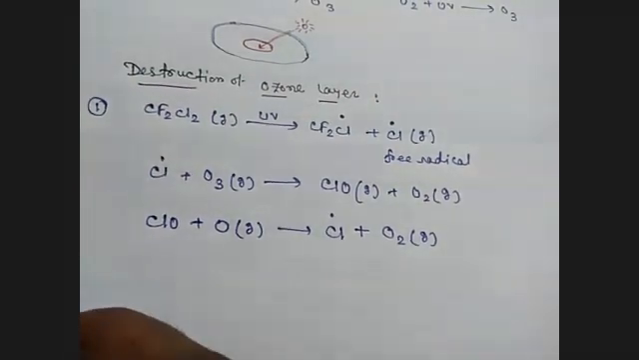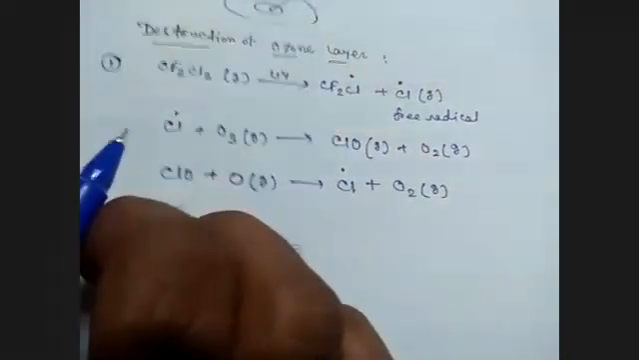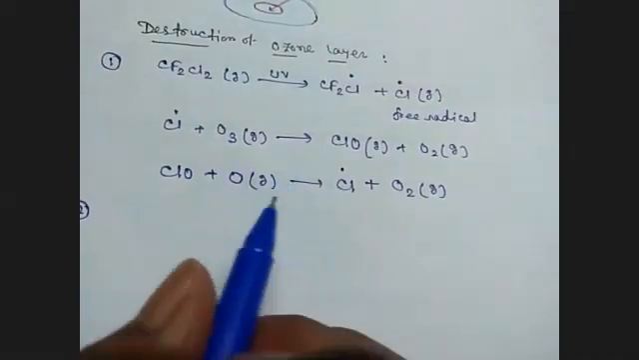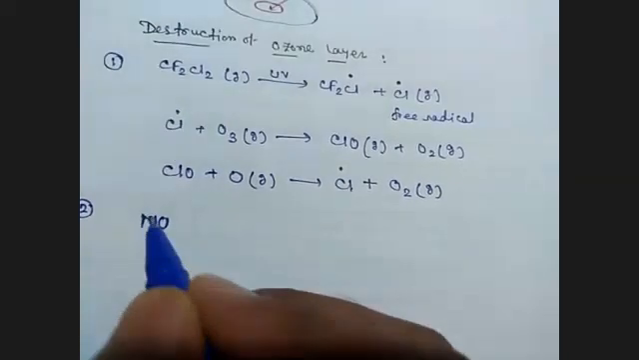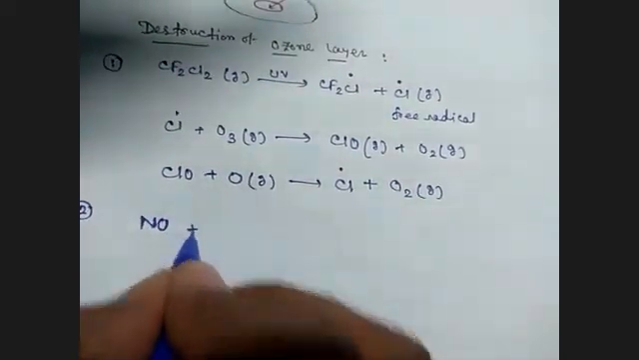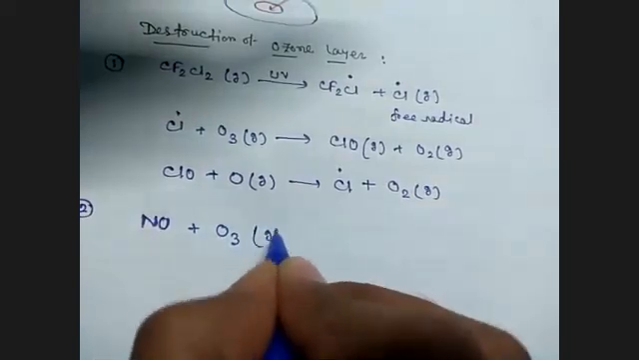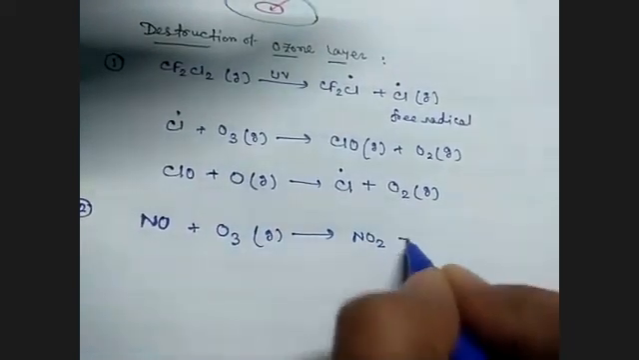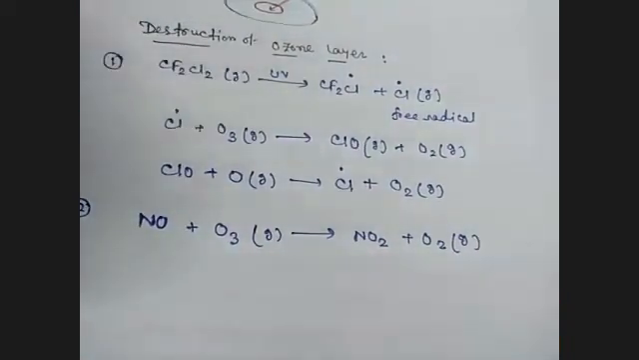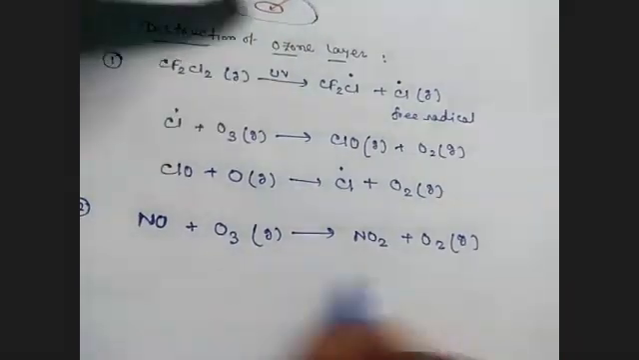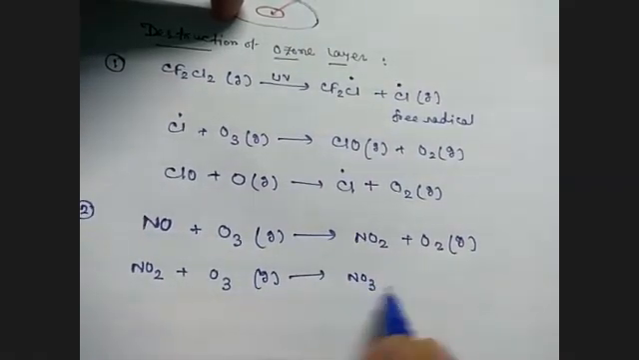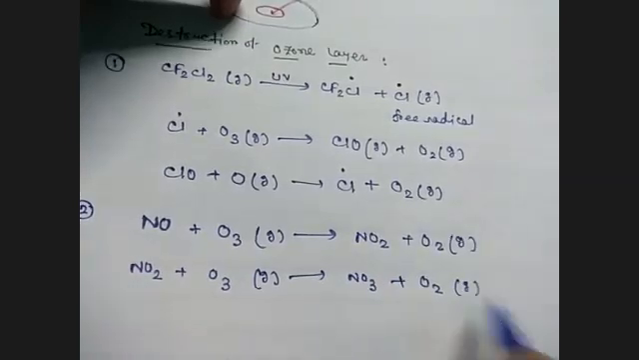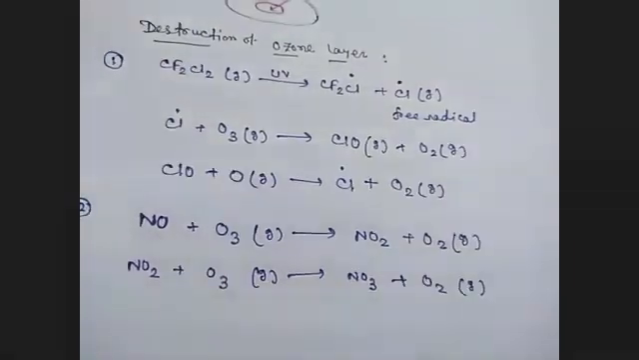CFCs enter into the atmosphere because of excessive use in refrigerants, propellants, etc. Secondly, we can say the fuel of planes, aeroplanes. When plane fuel burns, it produces lots of nitric oxide, NO. NO in the atmosphere comes into contact with oxygen and forms NO2 and O2, so the ozone layer is decomposed. This NO2 will also react with ozone to give us NO3 and O2. This is how the ozone layer gets decomposed or depleted.